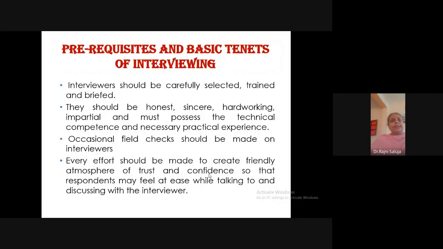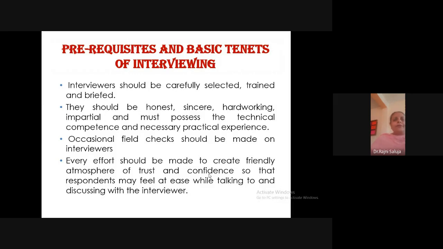The interviewer should be honest, sincere, hardworking, and impartial, and must possess the technical competence and necessary practical experience. And occasional field checks should be made on the interviews. For example, if I am a researcher and I have not gone myself for interviewing the people, I have appointed interviewers for this purpose. So I have to visit the field to check whether the interviewer I have appointed is asking the questions in a proper manner, whether he is able to collect the information in a proper manner, as per the relevancy of the objective and the purpose of the study. So that is very important.